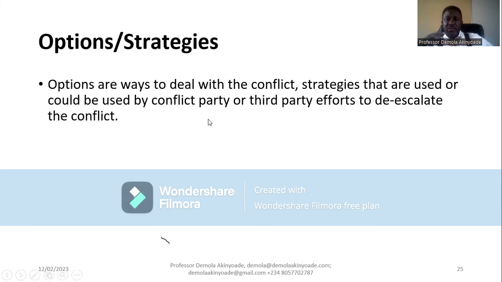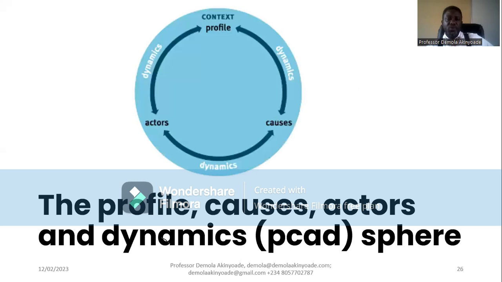So causes of conflict will be structural, proximate, or triggers. Conflict managers must be able to separate these three and see how the three of them combine or influence one another. Options and strategies. How do we deal with this conflict? What are the strategies that we can use as third party to de-escalate the conflict, to manage the conflict very well? Okay, so that is the conflict wheel.